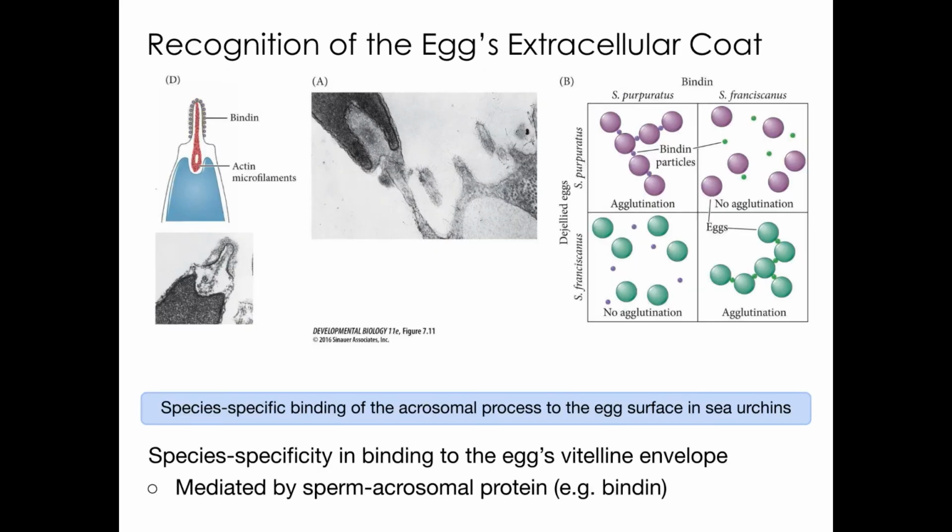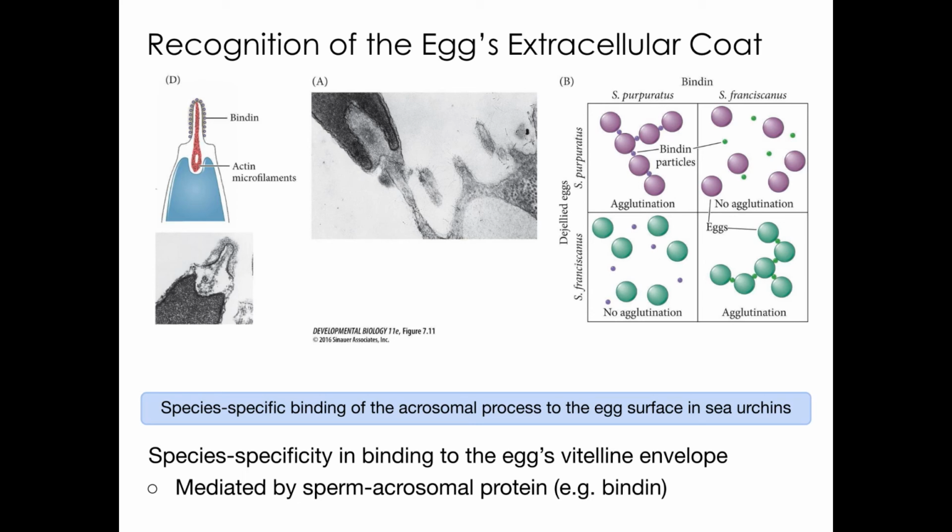The protein bindin has a great name because it's important for the binding of the sperm to the egg, specifically to the vitelline envelope of the egg. It also helps to promote the fusion of the sperm and egg. This protein, like the SAP and the sulfated polysaccharides, is also species-specific.